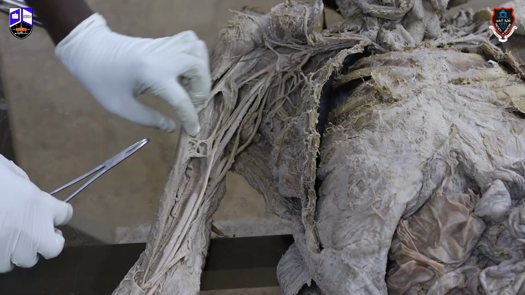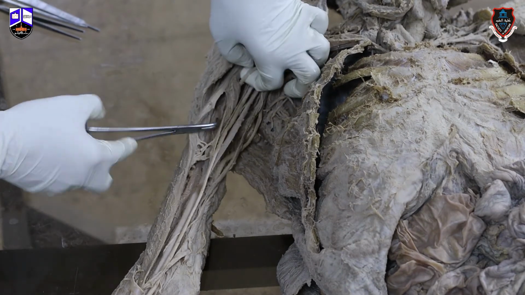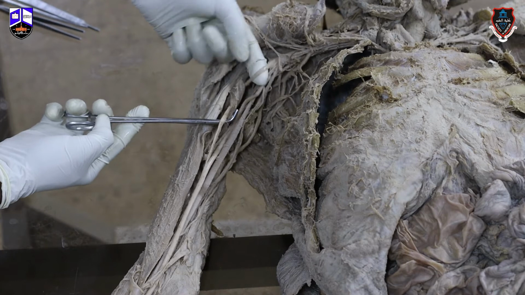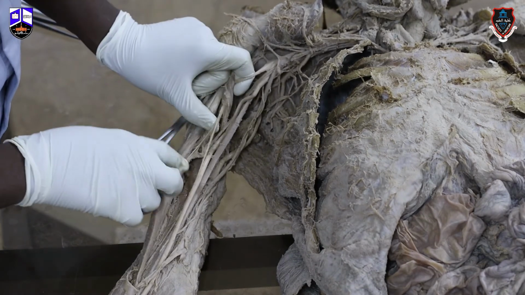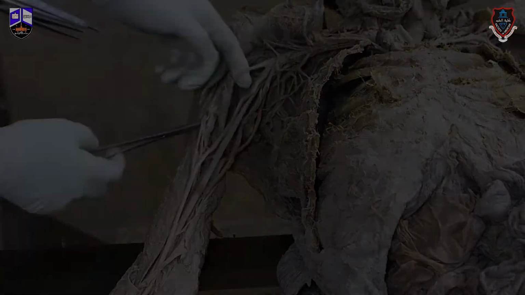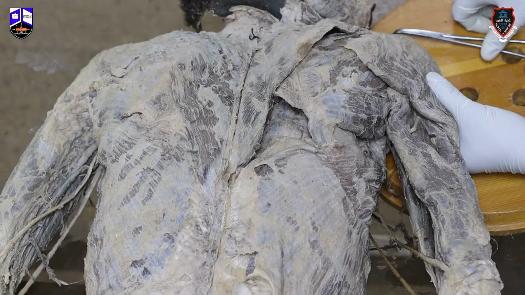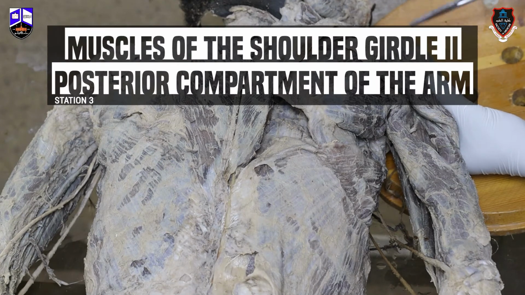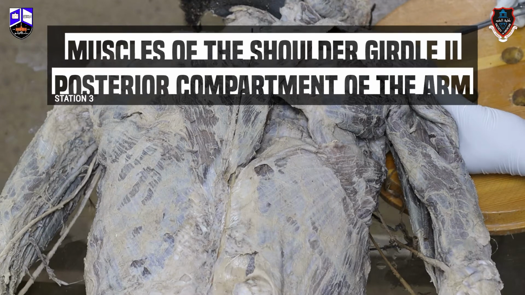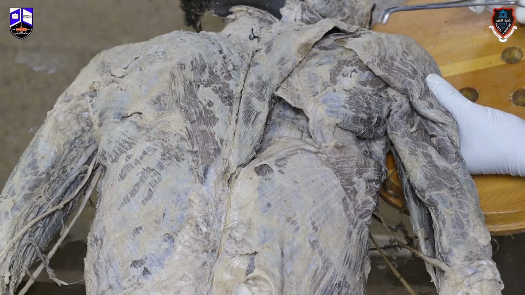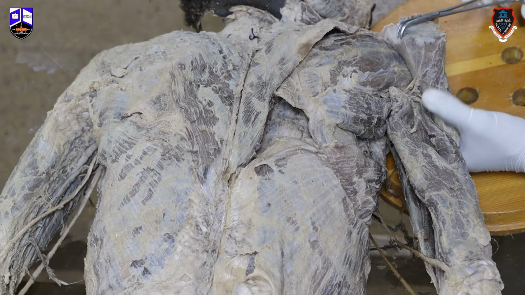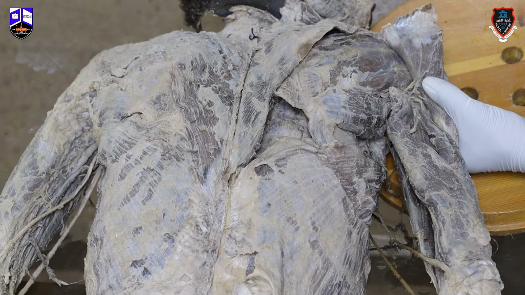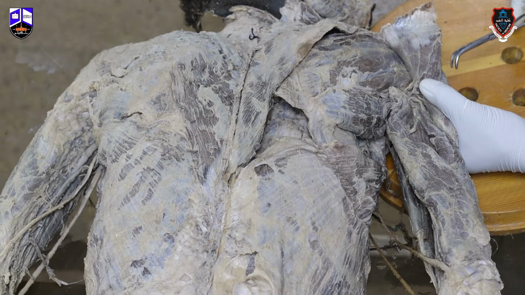All those muscles are innervated by this nerve, which is the musculocutaneous nerve. So, in this station, we will look at the rest of the shoulder muscles, which are called the muscles of the shoulder girdle and the muscles of the posterior compartment of the arm.